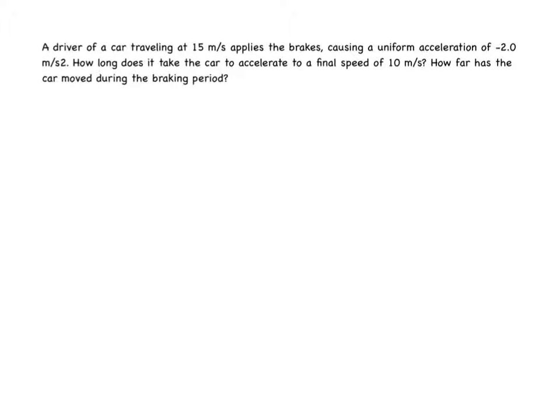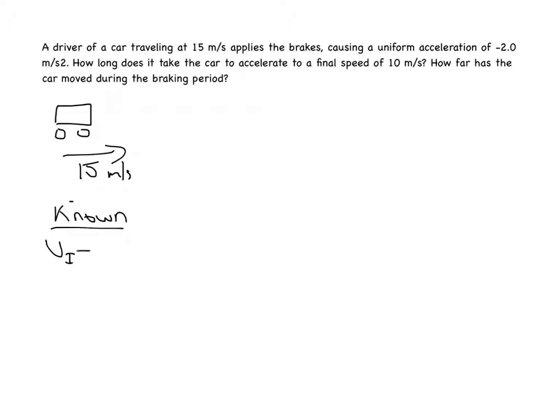So all physics problems are more fun with a picture. This picture of the car, and we have its initial speed of 15 meters per second. So let's make our table of what our knowns are. What are the things we know? Well, we know the initial velocity, so we know VI is 15 meters per second. And we know acceleration is -2.